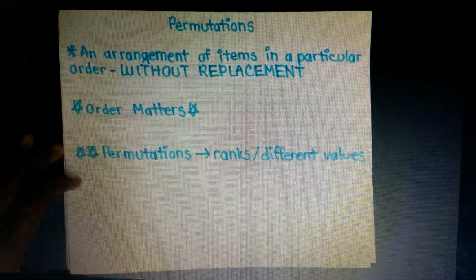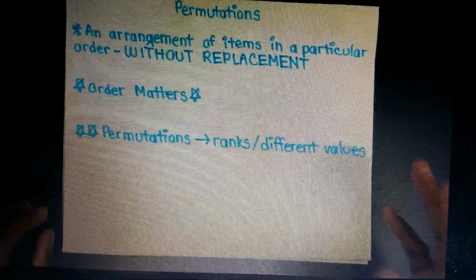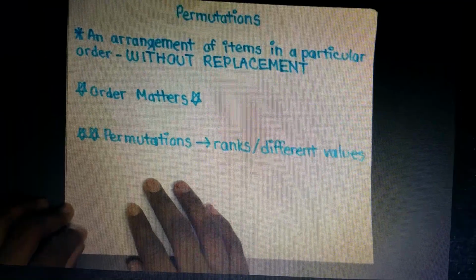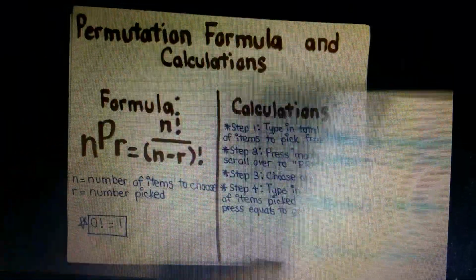Permutations are arrangements of items in a particular order without replacement. So this means that order absolutely matters. You can remember permutations by saying that there are ranks and they all have different values.